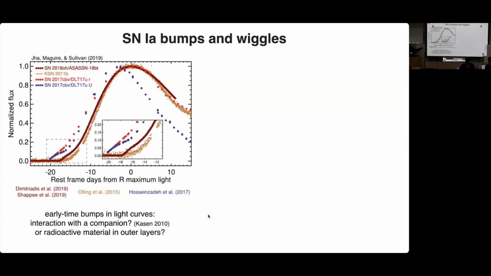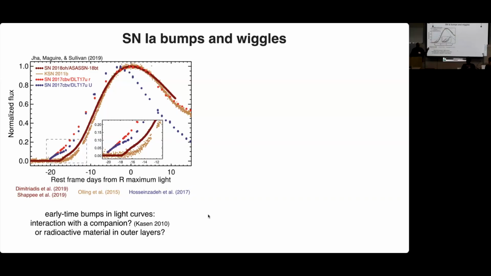But then there are a few that have these kind of bumps at early times. Not all of them, but maybe 5–10% of them will have these early time bumps if they're well observed. Actually there was a prediction from Dan Kasen in 2010 that if your companion was a red giant or even a main sequence star, sometimes the ejecta should hit that star, shock it, and produce a bluish bump at early times. This was a prediction and then was actually seen, roughly with the right amount of time.